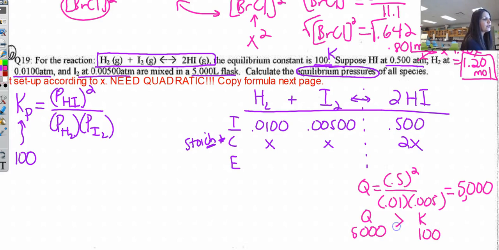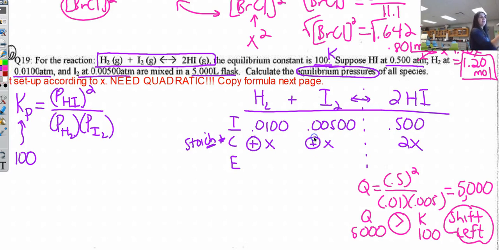Well, that means that Q is greater than K. All right, so if Q is greater than K, alligator mouth going backwards towards the reactants. So that means it is going to shift left. Okay, what does that mean? Well, shift left, that means that I'm actually going to add on my reactant side. So that's a plus, and that's a plus, and that means that my products must be decreasing. Okay, so let's fill this in then. And again, just for the sake of math, I know I need 3 sig figs in all of these, so I can come back and do 3 sig figs after. So I'm going to call this 0.01 plus X. I'm going to call it 0.005 plus X and 0.5 minus 2X.